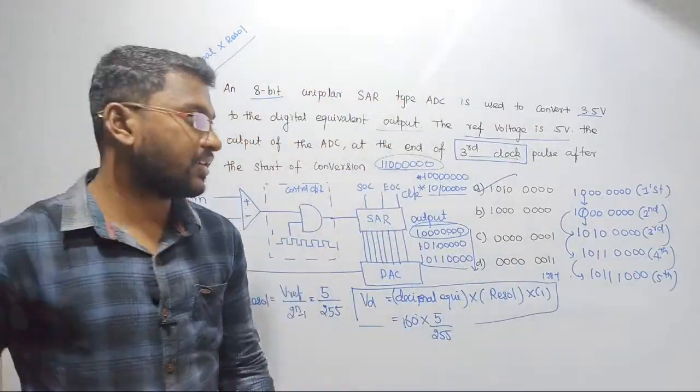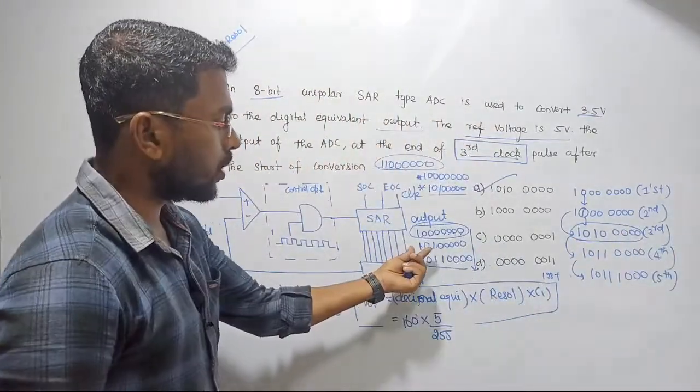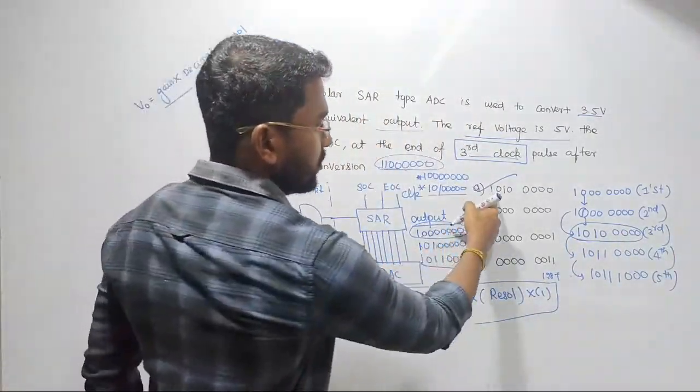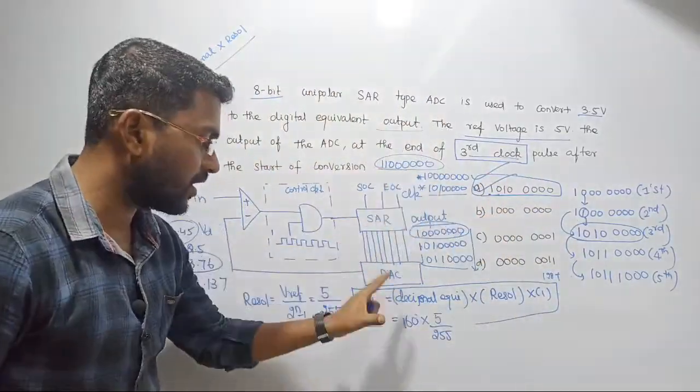Third clock pulse உங்களோட ஆன்சர் என்ன அப்படின்னு மட்டும் தானே கேட்டிருந்தாங்க. Yes, this is the third clock pulse answer. So my answer is 101040. So 101040, this is the correct answer. Just observe this operation with the given data that I am giving now.